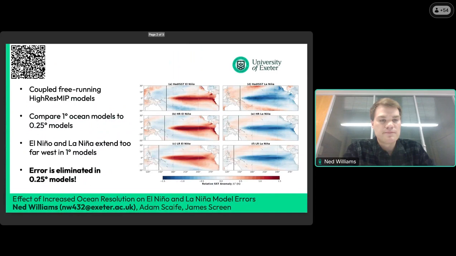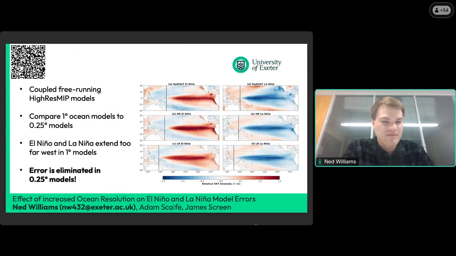So basically what I was looking at here was a couple of free running coupled models. I took a fairly large ensemble of models with 1 degree ocean and models with 1/4 degree ocean, and then compared the ENSO simulation.